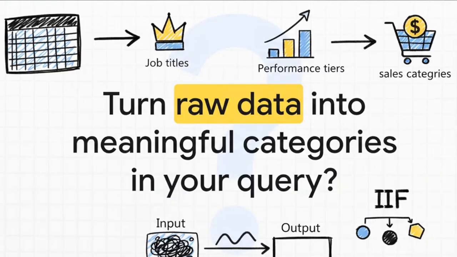So just imagine this for a sec. You've got this big table full of employee data. But what you really need are things like job titles or performance tiers. How do you create those labels on the fly, right there in your query, without some crazy complicated process? Well, that's the exact problem we're going to solve today.